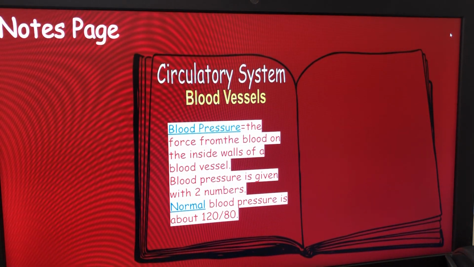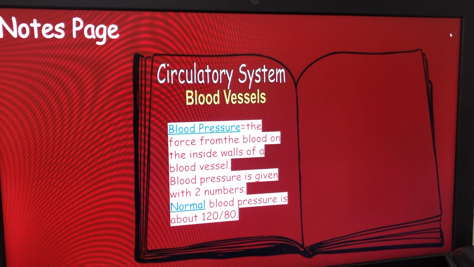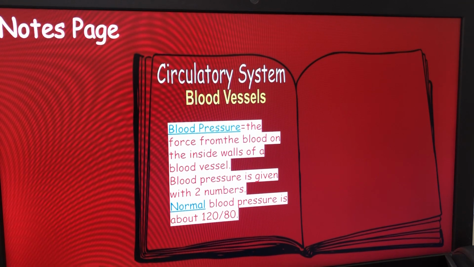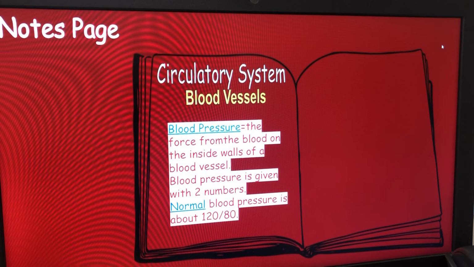Making an entry for blood pressure: blood pressure equals the force from the blood on the inside walls of a blood vessel. Blood pressure is given with two numbers. Normal blood pressure is about 120/80.